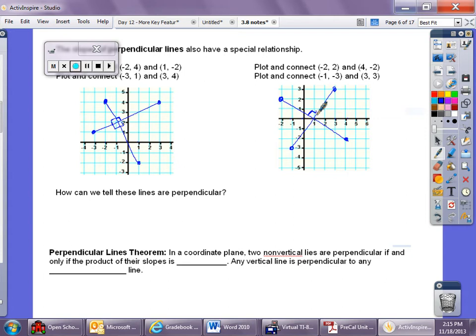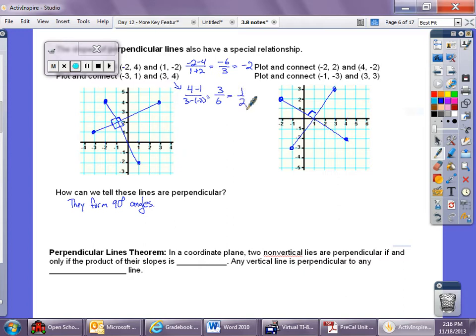How can we tell that these lines are perpendicular? They form 90-degree angles, and we can also take a look at their slope. Look at the slope of this first line. So we have -2 minus 4 over 1 plus 2, because that's negative 2. So this is negative 6 over 3, which is negative 2. And we look at the slope of this one, so we have 4 minus 1 over 3 minus negative 3, which is 3 over 6, which is 1/2.